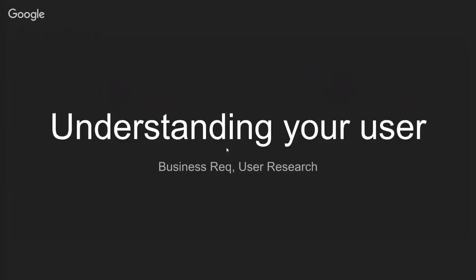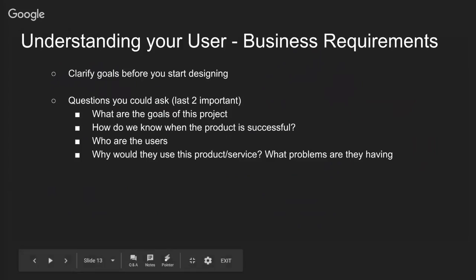Understanding your user. So now we're going to go over to the business requirements. For the business requirements, we should understand that we should clarify the goals before we start designing. You'd be surprised at the decisions that get made that did not get made before the actual start of the design. We should have a couple questions that we should ask the users, the stakeholders.